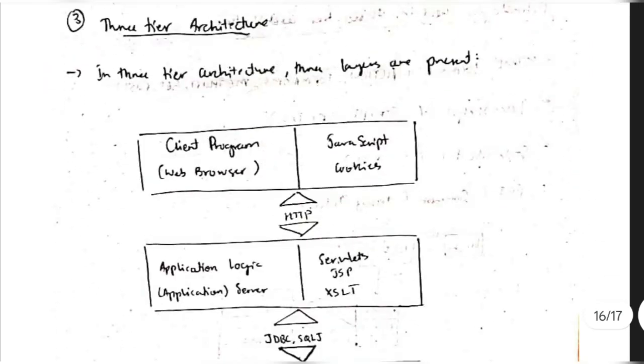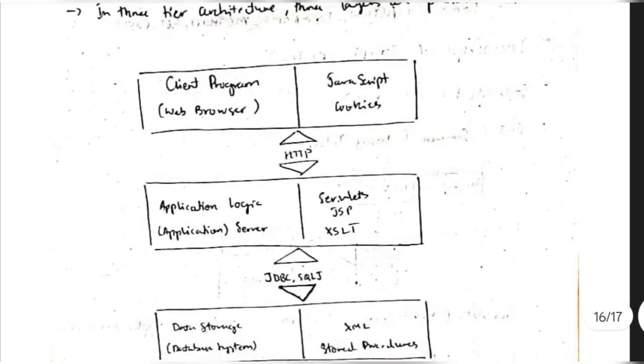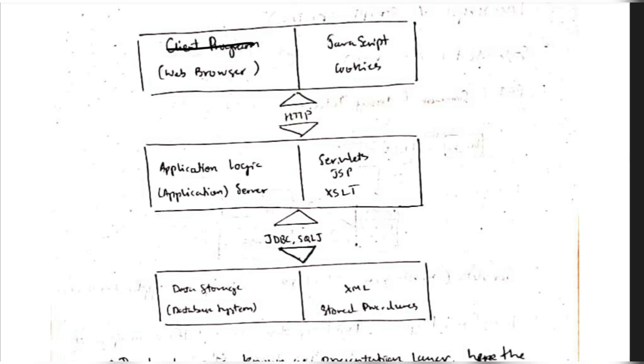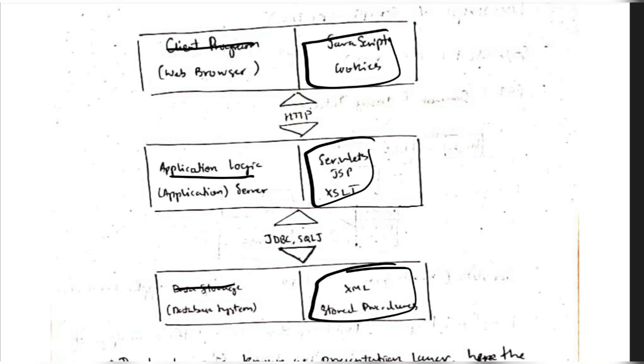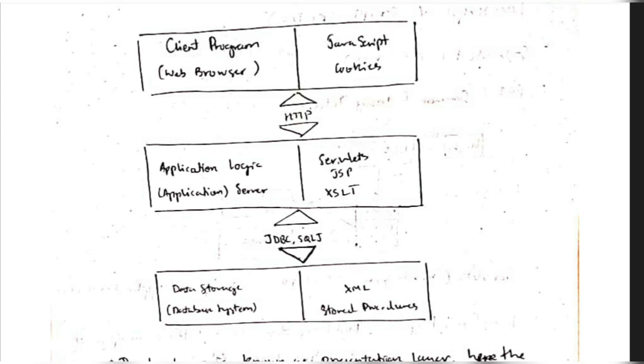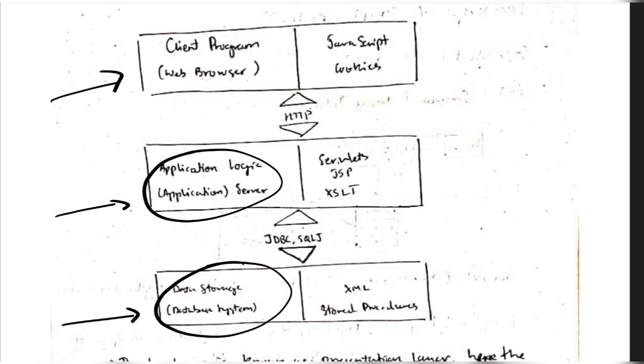In three-tier architecture, we have three layers, which are the client program, application logic, and data storage. These are the languages used, which we'll be discussing in the upcoming topics. For now, just understand the main features of each layer. In the first layer, we have the user interactions, like when you open the web browser, whatever you see is the client program layer. After that, we have the application layer, where all the logic is defined for what transactions are to be implemented, and here we have the retrieval and storing of the data.